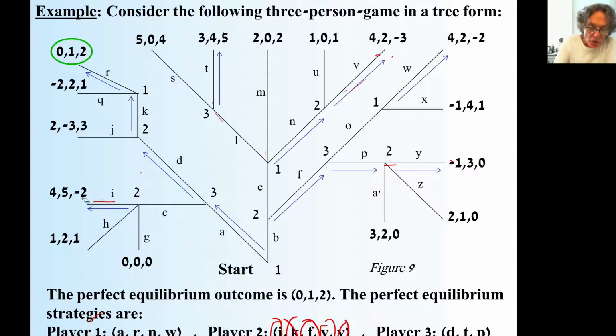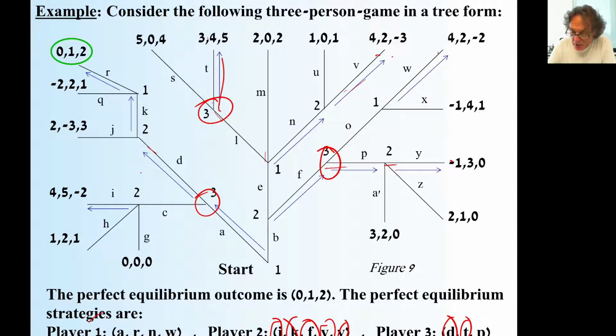How many decision nodes does player 3 have? I can see here, and here, and here. 3. So let's start here. Here goes D. Here he goes T. So T. And here he chooses P. Now we figure out the strategy of each one of the players.